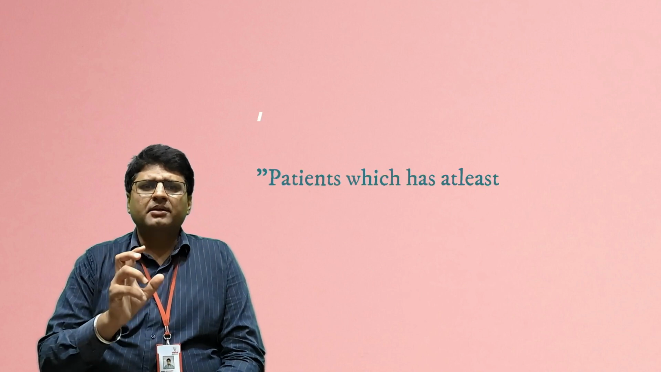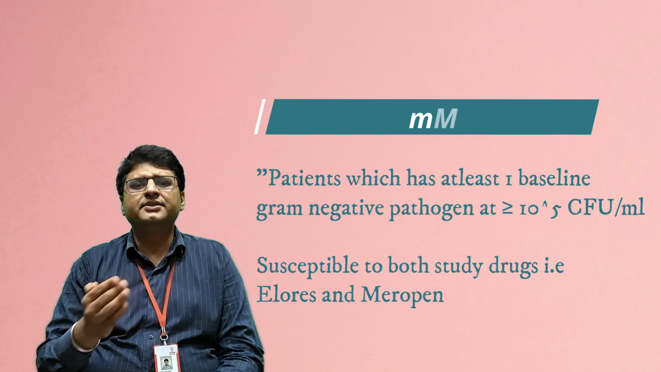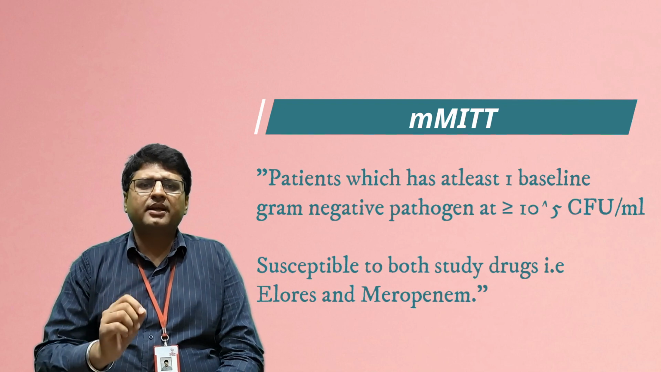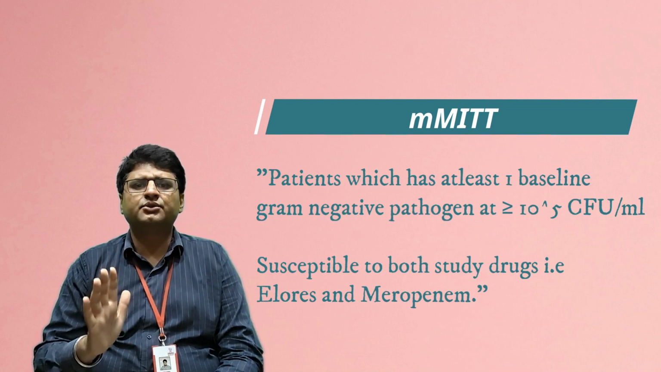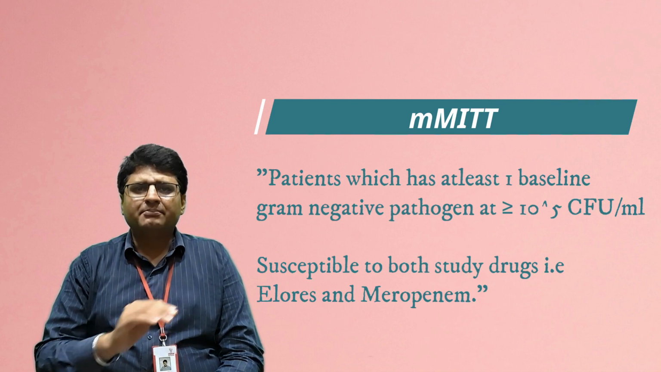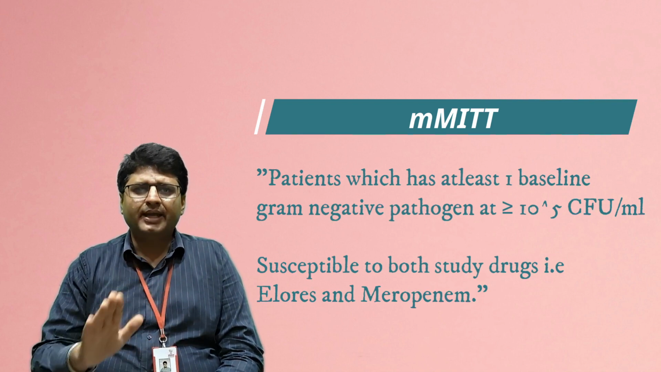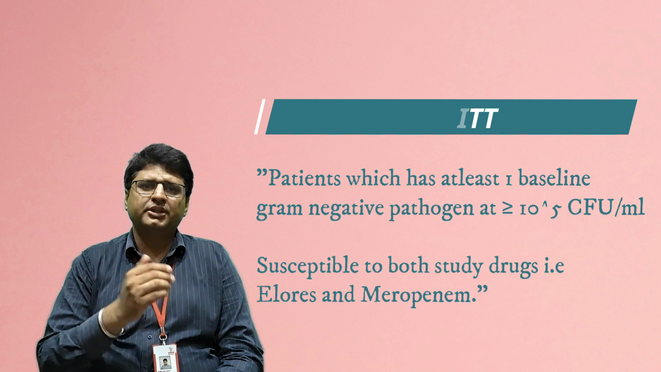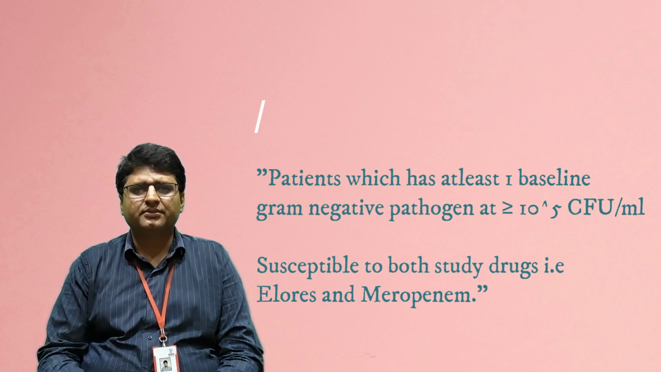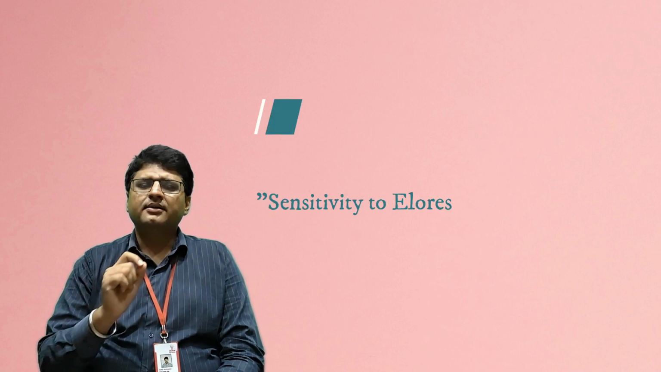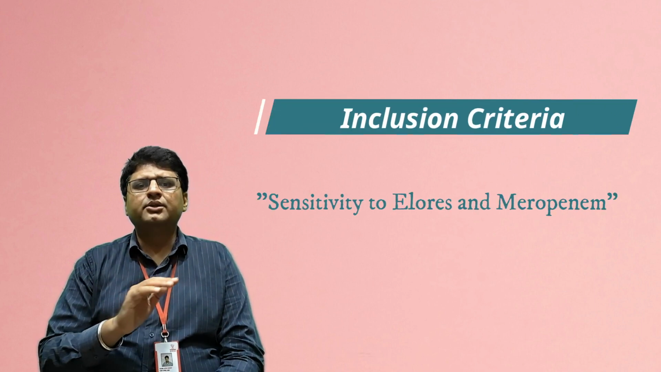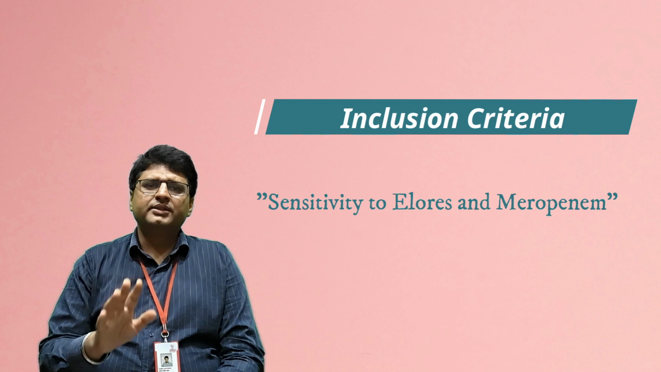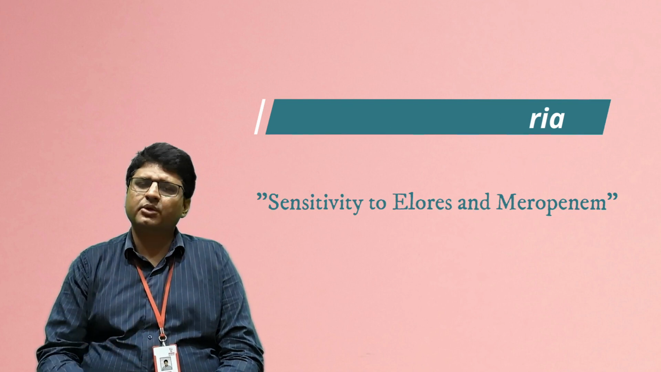Just to recall, what is MMITT, that is microbiologically modified intention to treat population. Patients which have at least one baseline gram negative pathogen at 10 raised to power 5 CFU per ml and susceptible to both Elores and meropenem. This particular population falls under the MMITT. The inclusion criteria was susceptibility to both Elores and meropenem. So this is an important point: all of the isolates were susceptible to both Elores and meropenem.